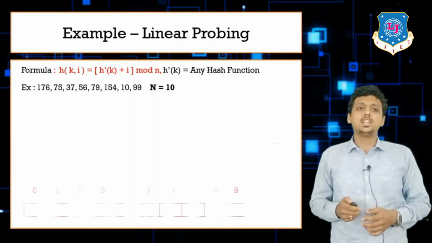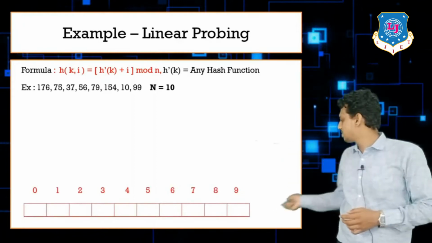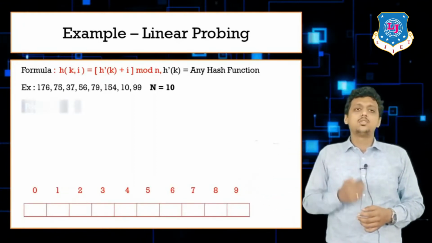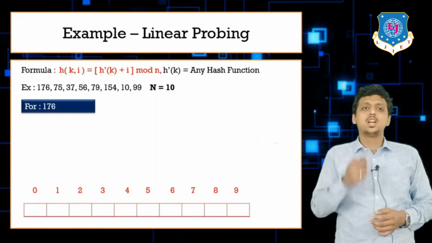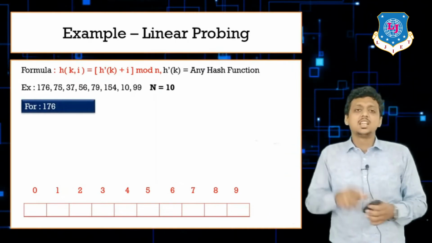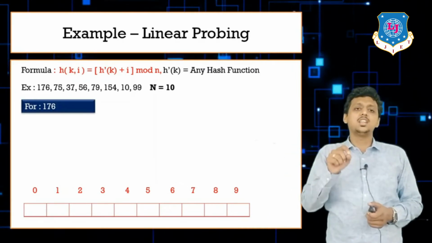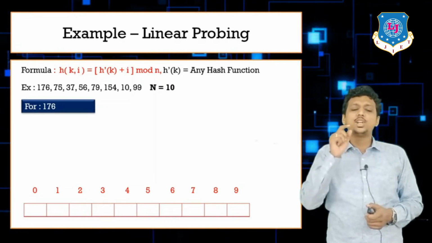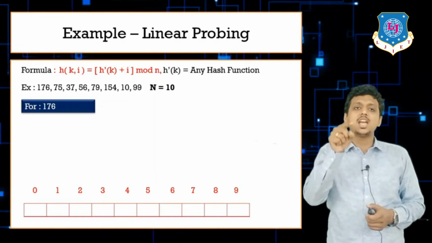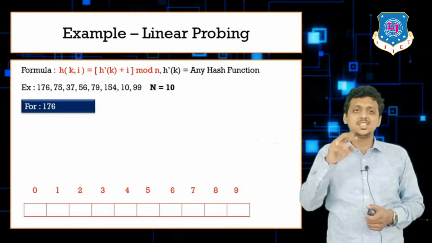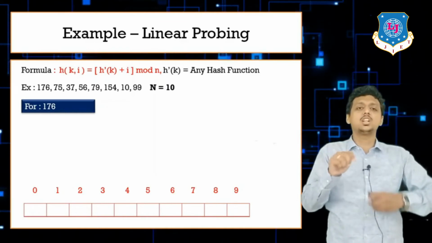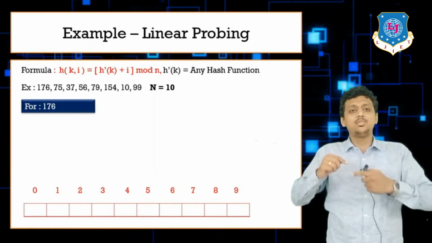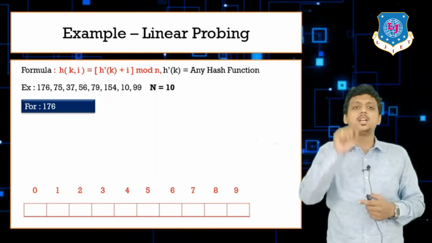Okay. So let's see. This is my hash table. For the first value 176, I need to apply the formula, where i is the probe number. By default, for each and every key value, i is first 0. If a collision occurs, then i is incremented. Then if we get another key value, again i becomes 0.